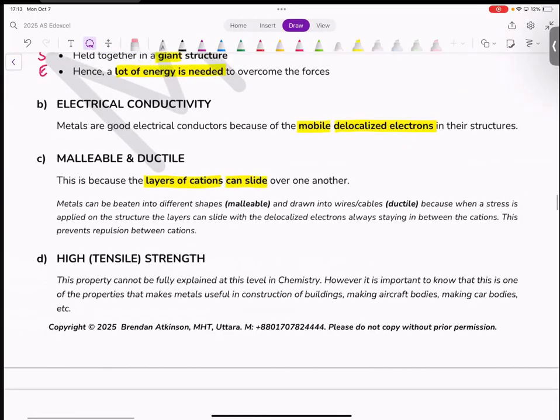Metals can be beaten into different shapes. I'm just defining the terms again. That's malleability. And drawn into wires, that's ductility. And stress is applied on the structure. The layers can slide with the delocalized electrons always staying in between the cations. So they act like that glue holding it all together, because the glue, if you get my drift, is mobile, unlike the anions, which are rigid.